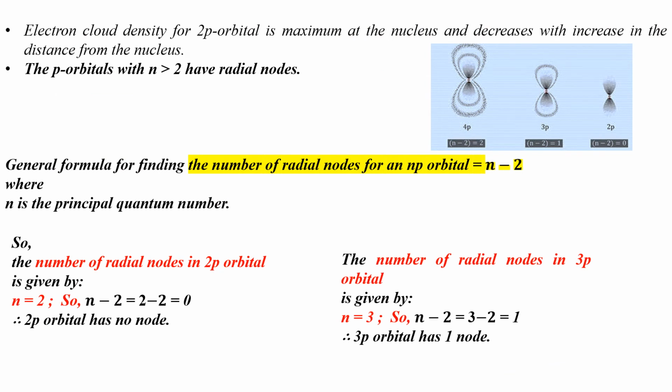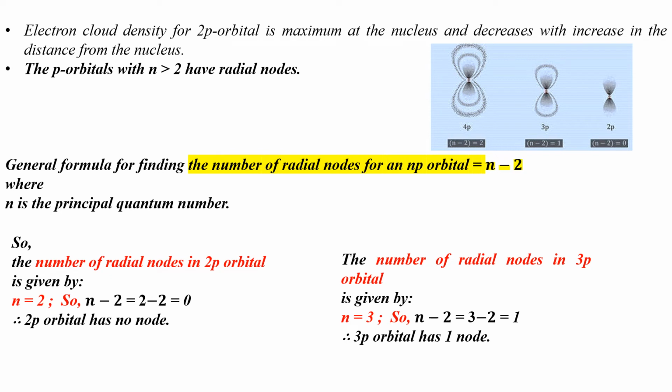Now, look at the charge cloud diagram shown for 4p, 3p and 2p orbitals. Now let's just focus on the charge cloud diagram of 2p orbital for explanation's sake. You can see a red dot in the center, isn't it? This represents the nucleus where the probability of finding an electron is 0.